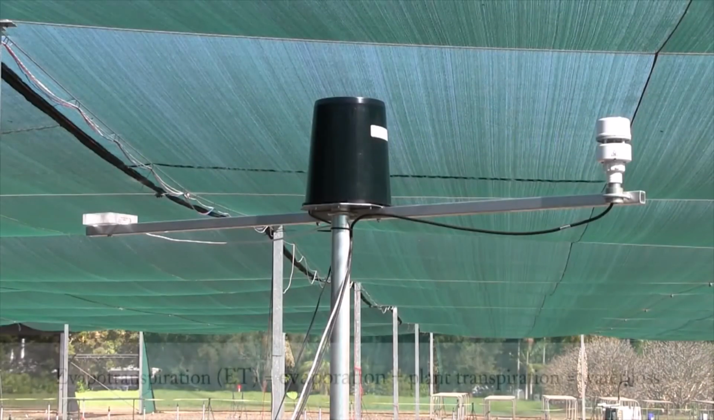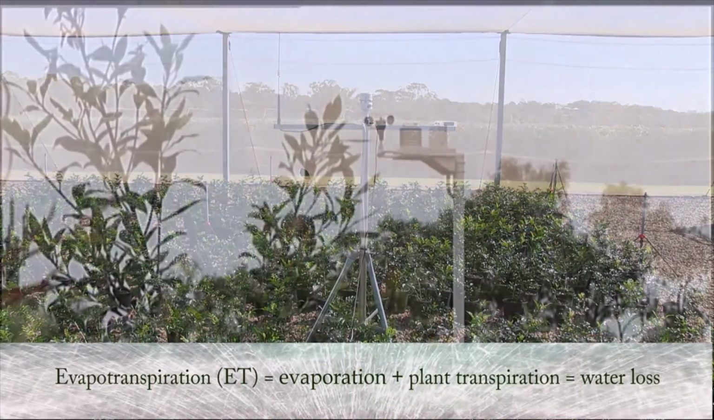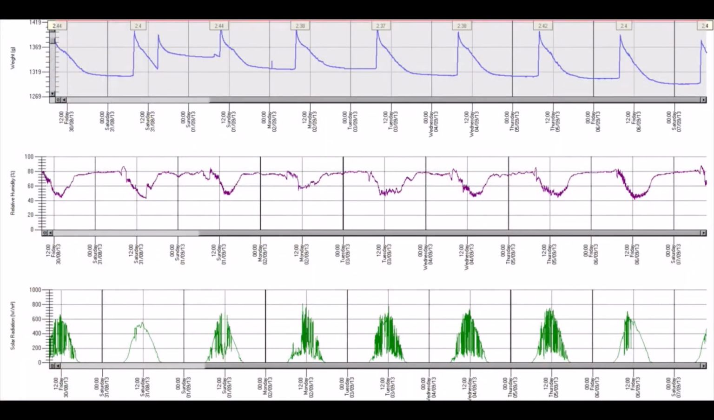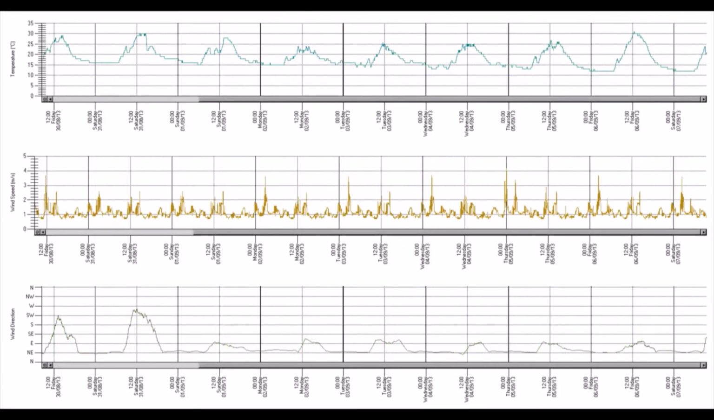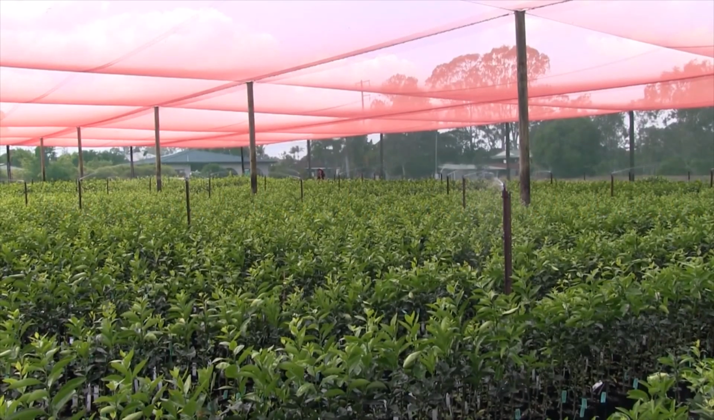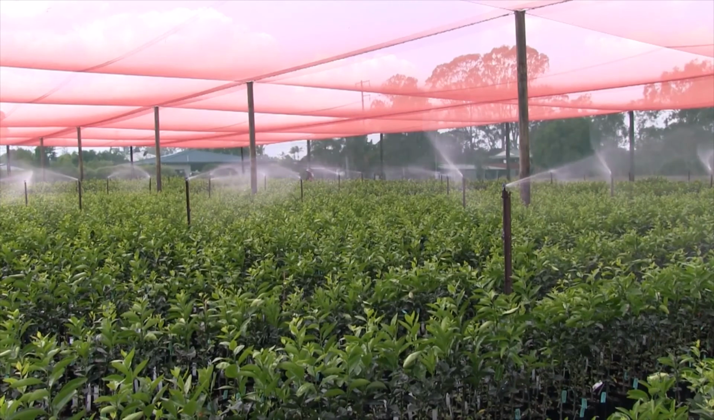An automatic weather station can calculate the daily evapotranspiration, or ET, from the recorded weather data. Using the daily ET value, irrigation run times can be calculated using the mean application rate of the irrigation system. A less accurate alternative is to obtain daily evapotranspiration values from internet weather sites.